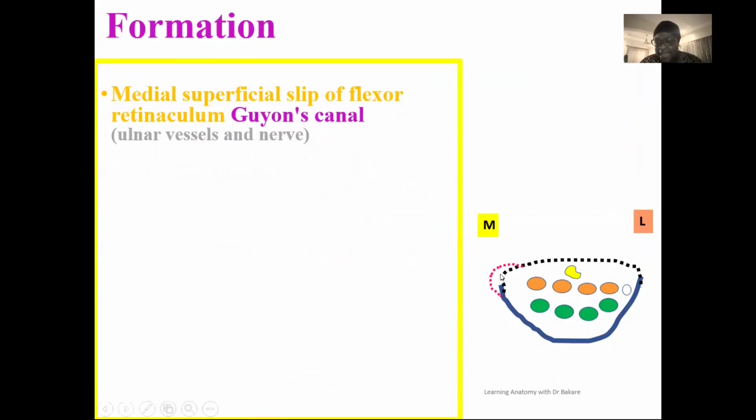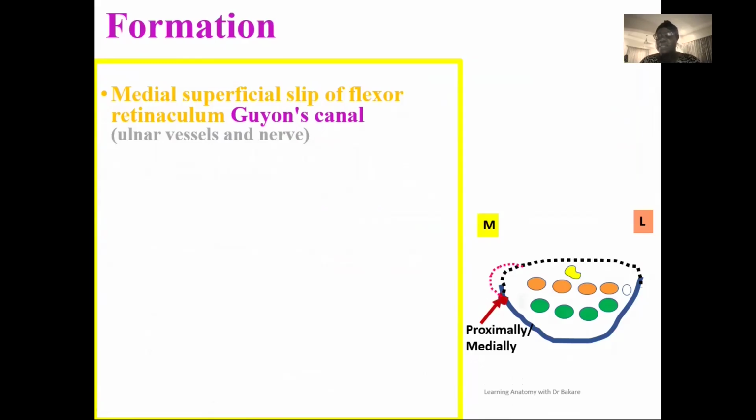And this is what is highlighted here on this other side. Don't forget that this slip is superficially placed, and this is why it is seen to be positioned above the flexor retinaculum. This slip is seen to extend from the pisiform. This is what is arrowed there at this point, which of course is positioned proximally, and of course is seen to be aligning with the medial side of this creation.